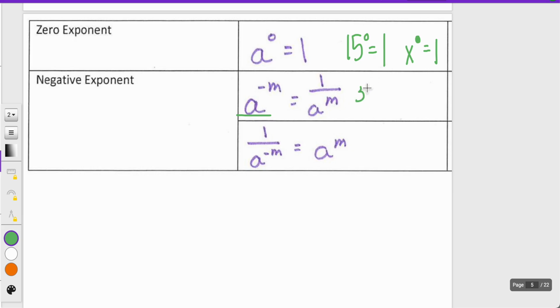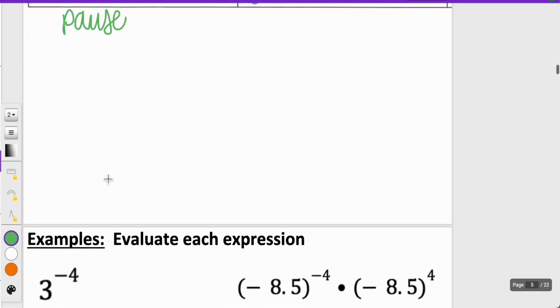So for instance, if I have 3 to the negative third, that would look like, as a positive exponent, 1 over 3 to the positive third. Or if I had 1 over 4 to the negative second, to replace that, it would be 4 to the second. Take a time now to pause this video and write down a few examples, and when you're ready, click play, and we'll try some examples together.